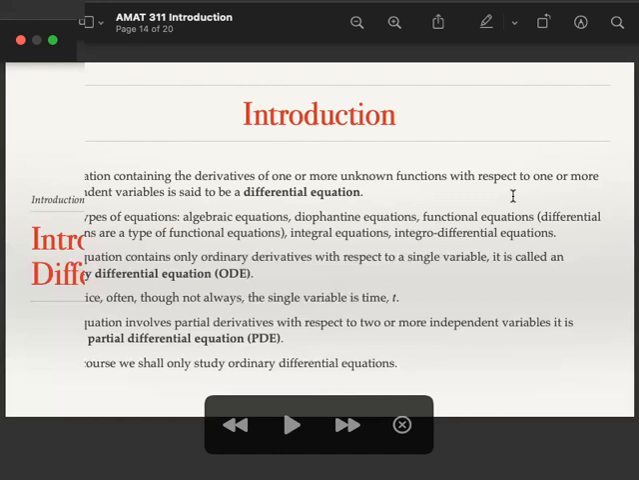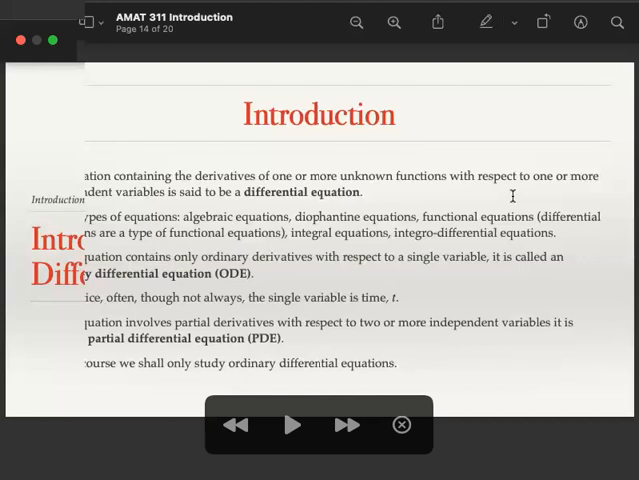But sometimes you're going to denote it by t, sometimes you're going to denote it by x. What matters is that it's just one variable. If the equation involves partial derivatives, then it is called a partial differential equation. So they are not going to be covered in this course.